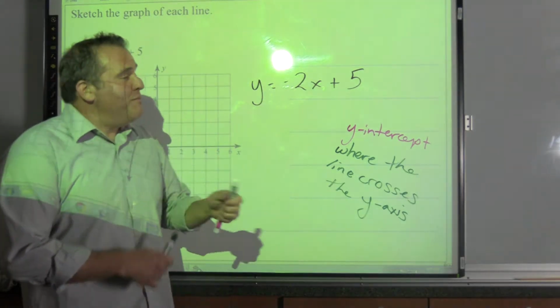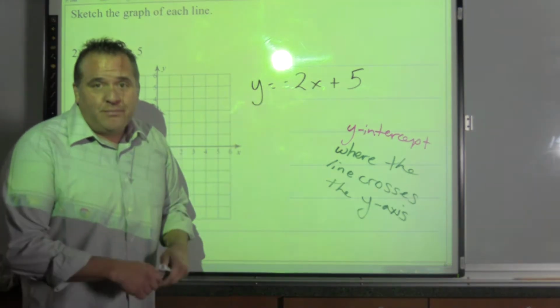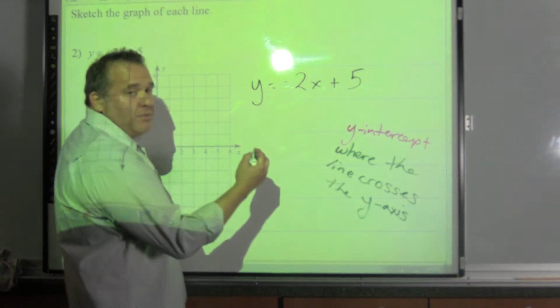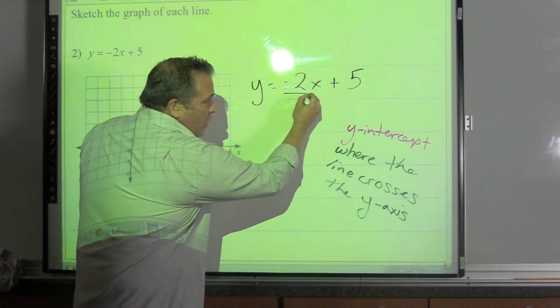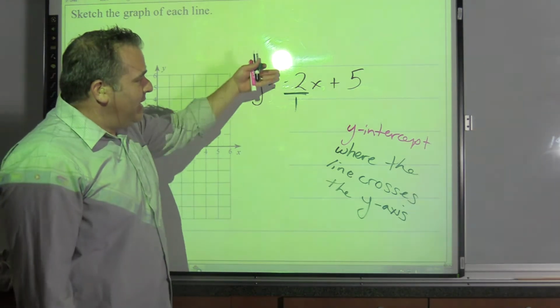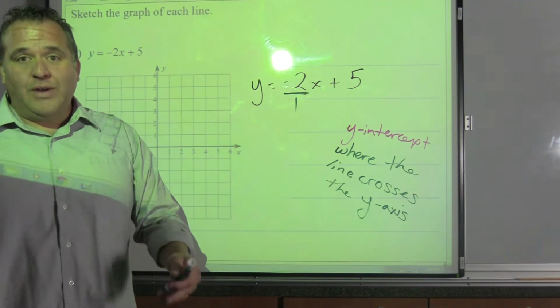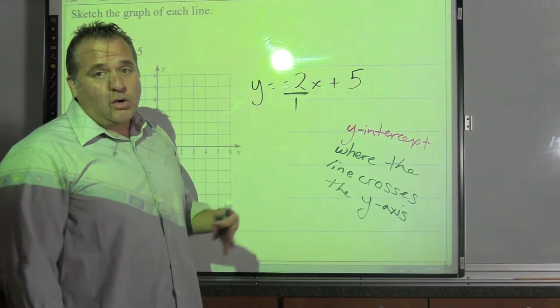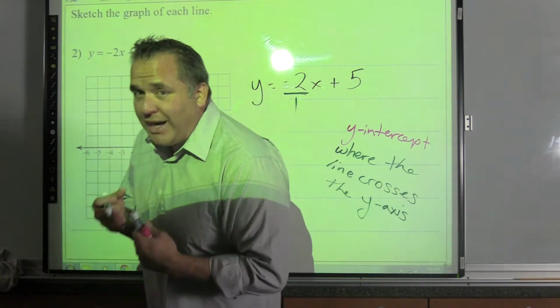What we do to make this into a fraction is we simply put a 1 under it. So now we created a fraction: negative 2 over 1. Now we have our slope, because our slope always needs to be a fraction.